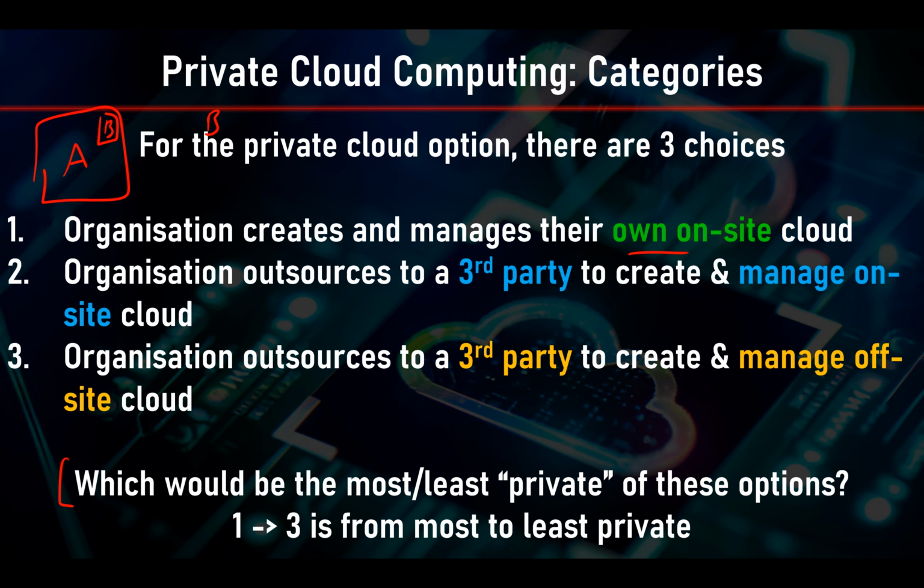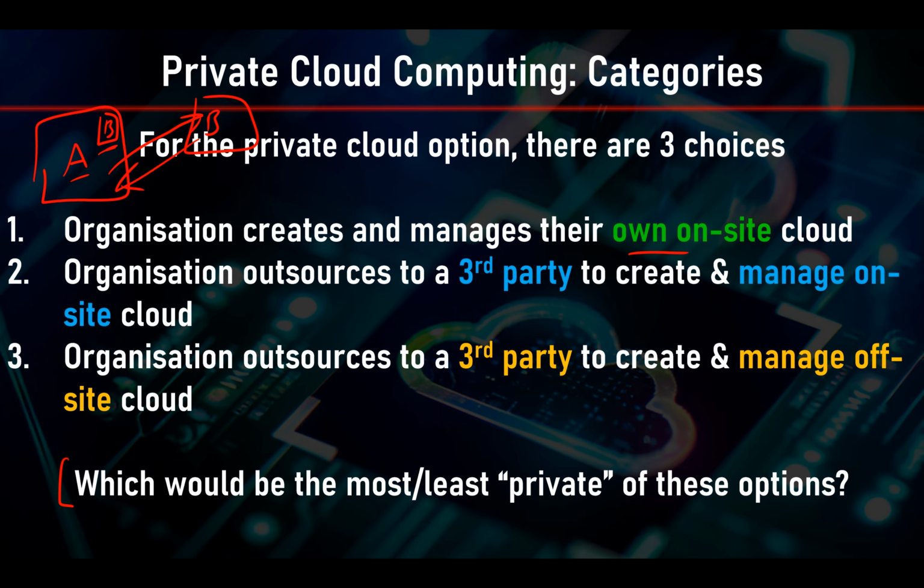and this third party would create and manage an off-site cloud. So in that case, rather than B creating the on-site cloud, they're going to create a cloud in B's headquarters. Then A is just going to connect to that when they want to access the data. So let's think then, which of these would be the most to least private?